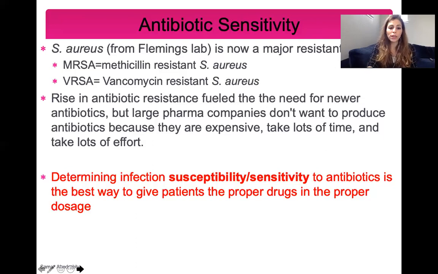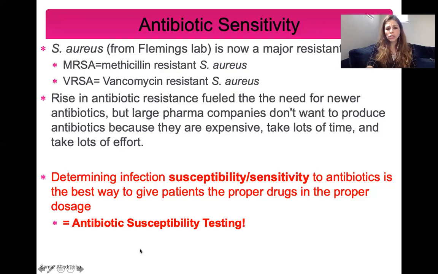don't overgrow. So doctors send bacterial samples when someone has an infection to labs, and labs can do different antibiotic susceptibility testing, and you're going to be doing one of them in lab. And antibiotic susceptibility testing is the same thing as saying antibiotic sensitivity testing. So you're taking bacteria and you're seeing, is it susceptible or is it sensitive to an antibiotic?